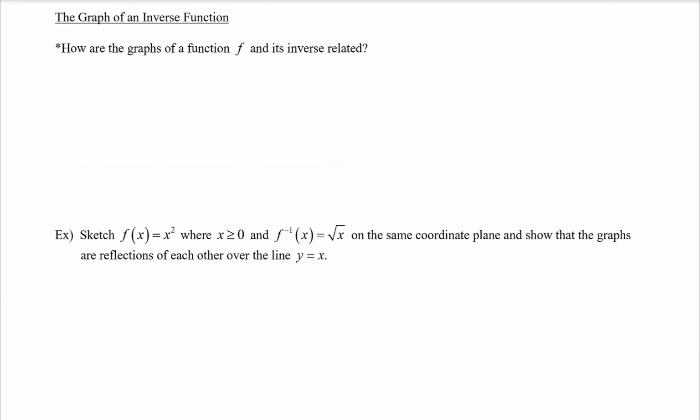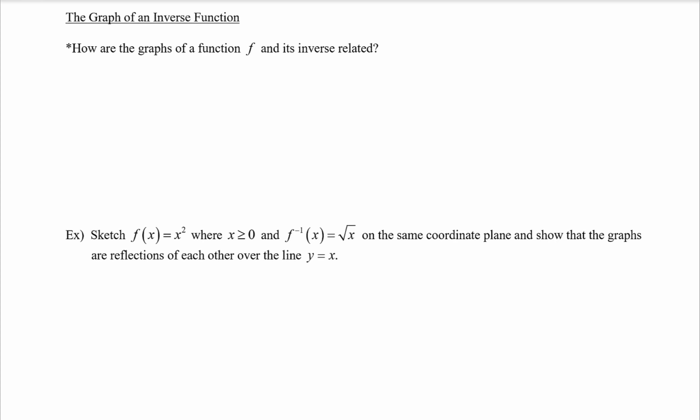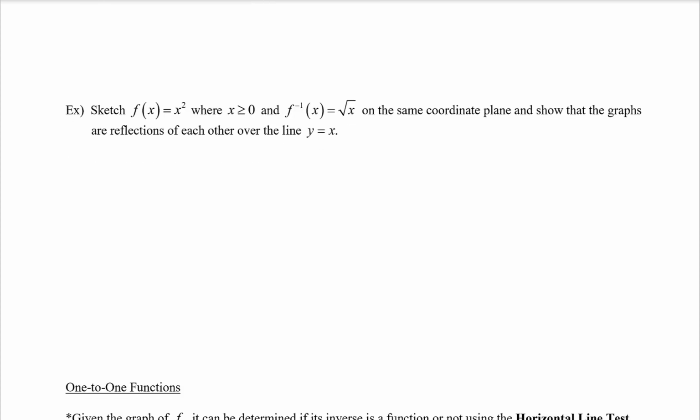All right, so what about their graphs? Surely there's got to be something unique about their graphs, right? If they're inverses of each other and their coordinates are just flipped, what does that mean? Turns out, and we'll see an example of this. Matter of fact, why don't we do the example first, and then we can answer that question there. That might actually make more sense. So let's do this example first.